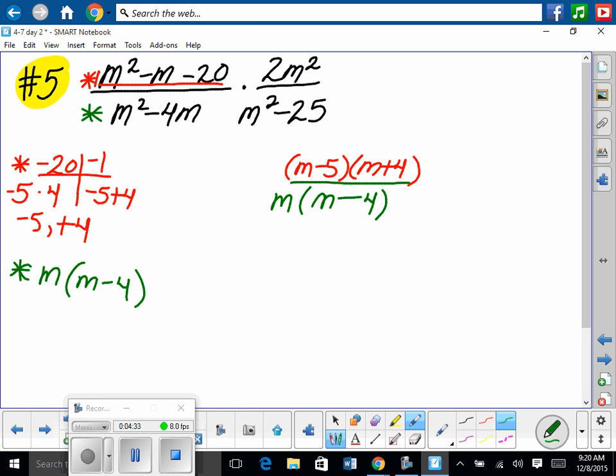Okay. Does everybody see how that's just those two pieces? Continuing, I'm going to change colors again so we can stay focused. That piece stays the same. So we have times 2n squared. I'm going to write it as 2 times n times n, because n squared is n times n, right?